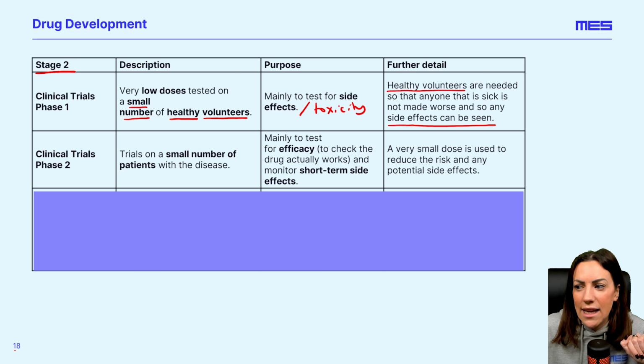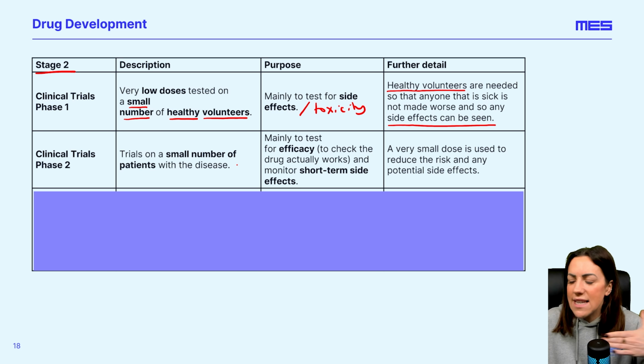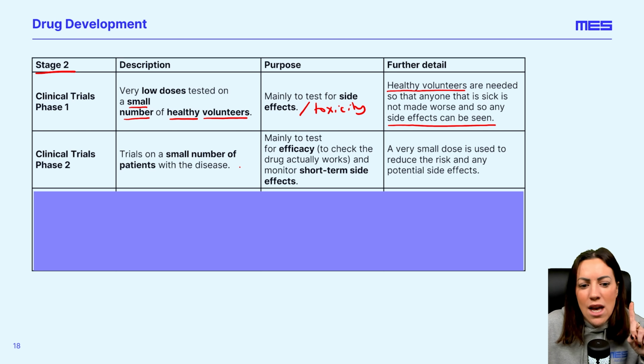The second stage of the clinical trials, so once we've now established the drug is not toxic, it is relatively safe, there are no serious side effects, we're going to start to test the drug on patients. Again, we're probably only going to use a small number in this stage, but we are going to test the drug on patients with the disease that the drug is designed to treat. Now, why do we need to do this? Well, at this stage, we're testing for efficacy. Does the drug actually work?